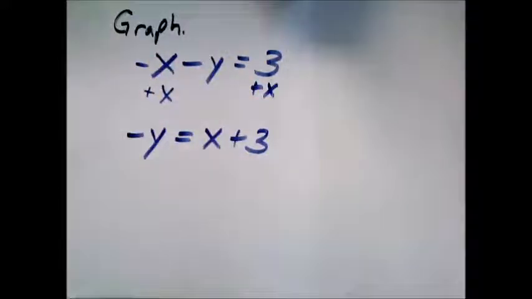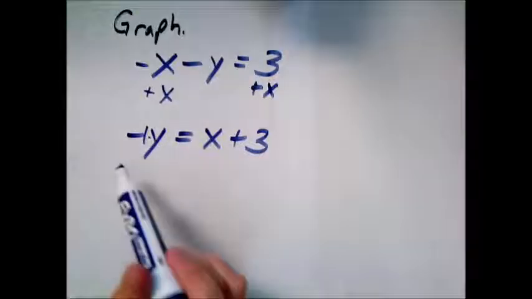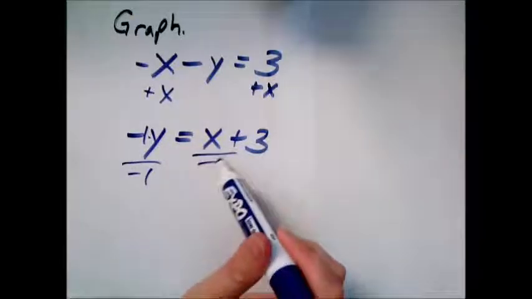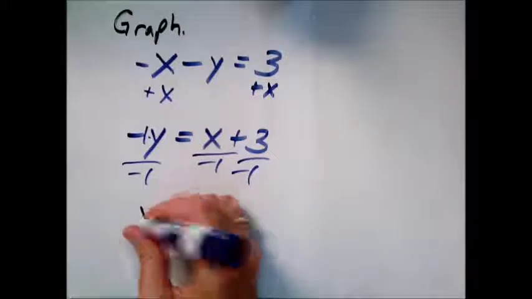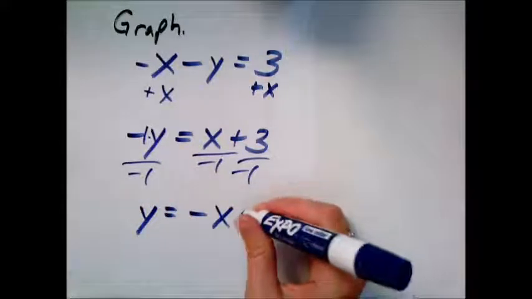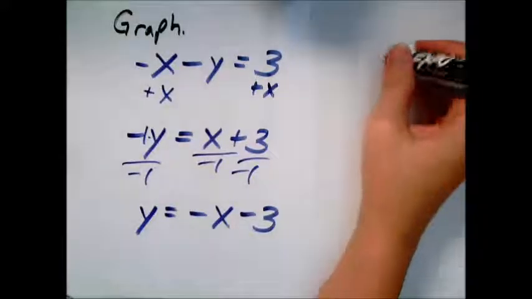And this is one thing to be careful about. See how this still says negative y? So y still isn't quite by itself. There's a negative 1 multiplied by it, so it's not by itself till we get rid of that, which means we have to divide everything on both sides by negative 1. So this really says y equals negative x minus 3. Alright, once it's in this form, it's way easier to graph because now we know the slope and the y-intercept.